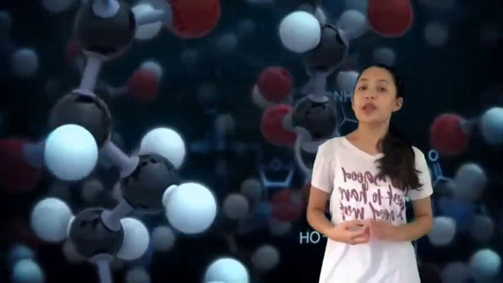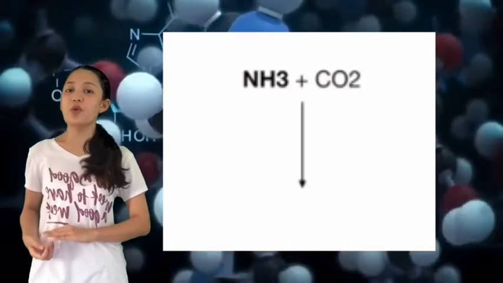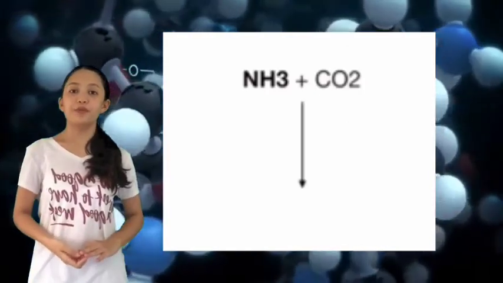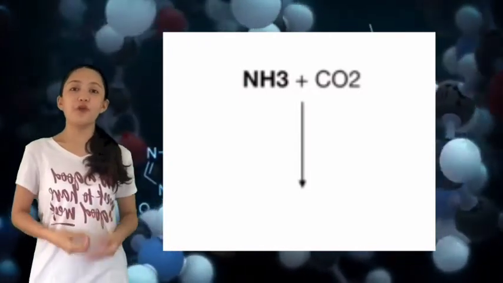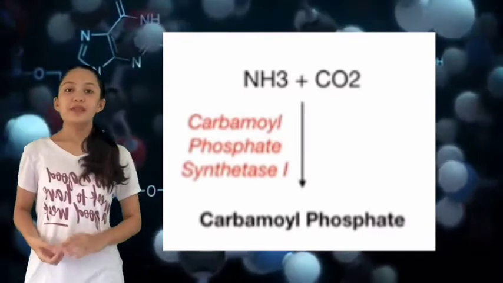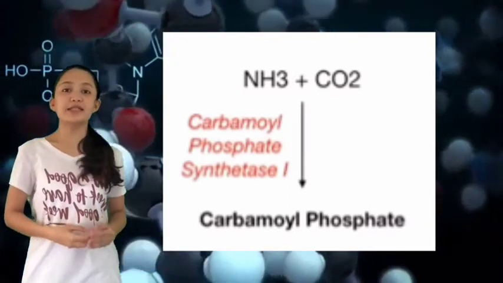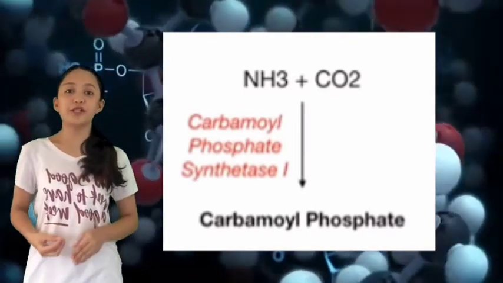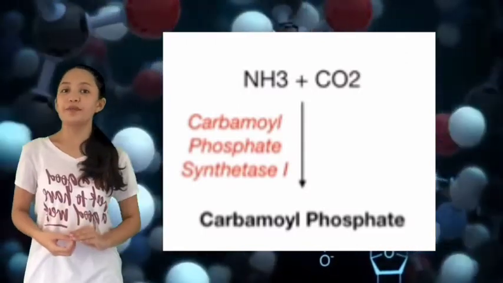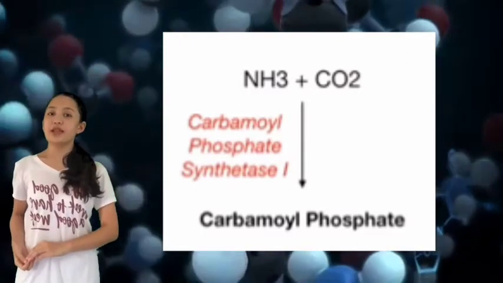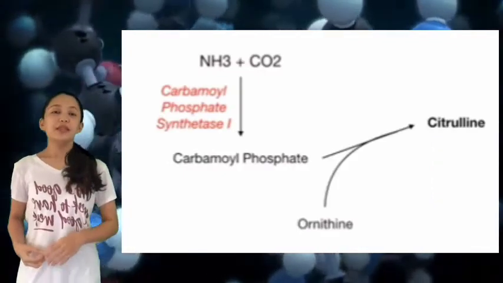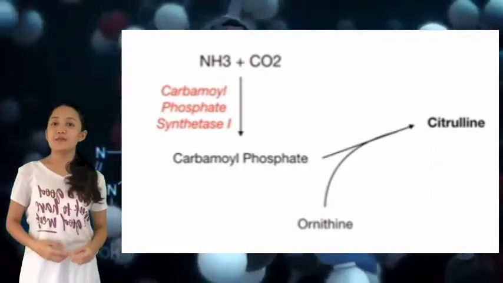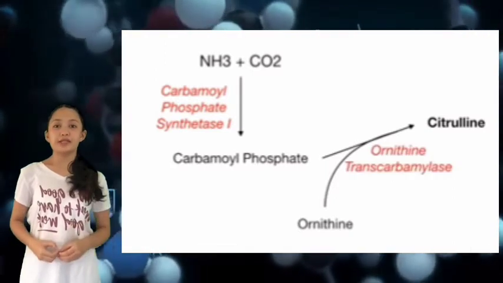You start with ammonia. Ammonia is formed as a byproduct of amino acids or protein breakdown. Ammonia is combined with carbon dioxide and forms carbamoyl phosphate. The enzyme that catalyzes this conversion is carbamoyl phosphate synthetase 1. And now, the carbamoyl phosphate then combines with ornithine to form citrulline. That reaction is catalyzed by ornithine transcarbamylase.